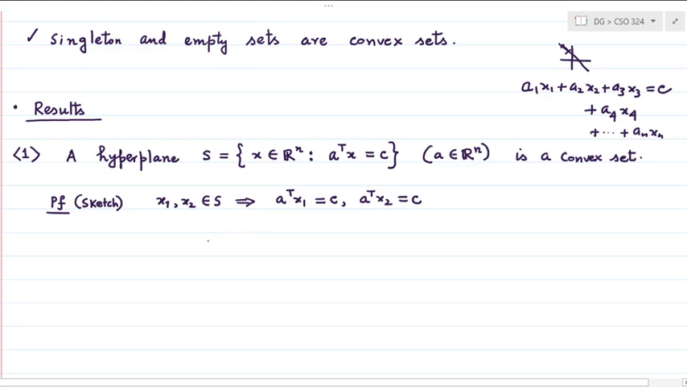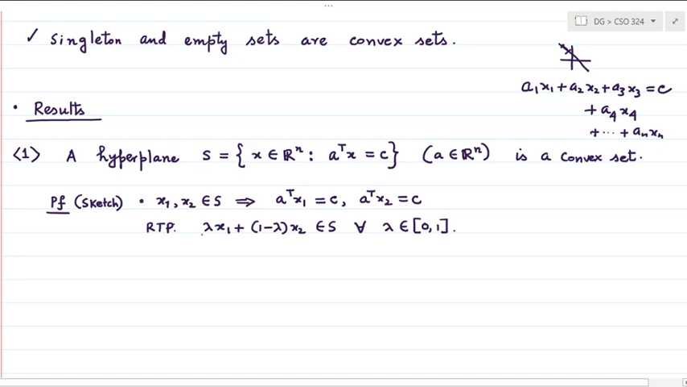And once you have this, you have taken x1, x2 belonging to S, then what do you have to prove? Required to prove is that for any lambda in between 0 and 1, you should have that lambda x1 plus 1 minus lambda x2 belongs to S. It has to happen for every lambda in between 0 and 1. Fine. So this is what you have to prove.